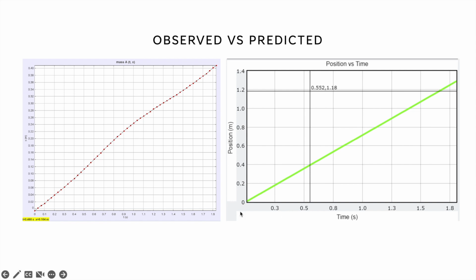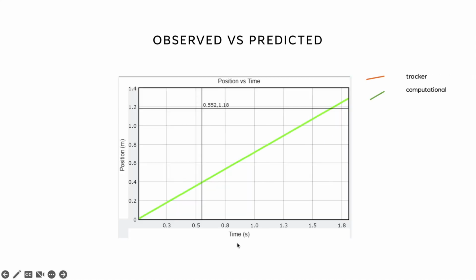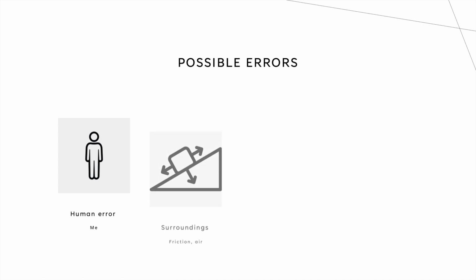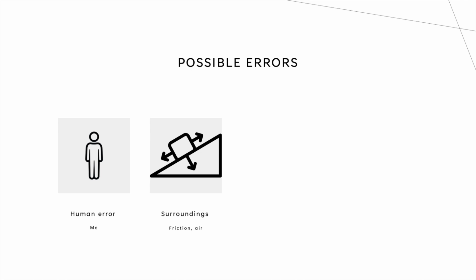There are clear discrepancies between the two, as can be seen here. The green line is the computational one, and the red one is the one produced by the tracker. You can see that the computational slope is much larger than the tracker slope, and this could be for many reasons. Some reasons being errors by me, human error, so errors in tracking the center of mass might not have been correct, or errors when pushing the water bottle, any surroundings like friction or air resistance.